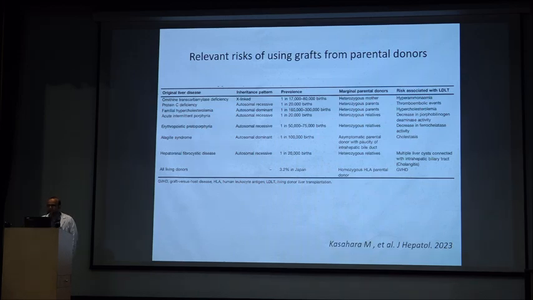porphobilinogen deaminase activity. Then erythropoietic protoporphyria, again the heterozygous relative, there is a decrease in the activity of the enzyme. Alagille syndrome, this is asymptomatic, but there might be some biliary changes, and the MRCP is mandatory before taking a graft from here, because there is a risk of cholestasis after transplant.